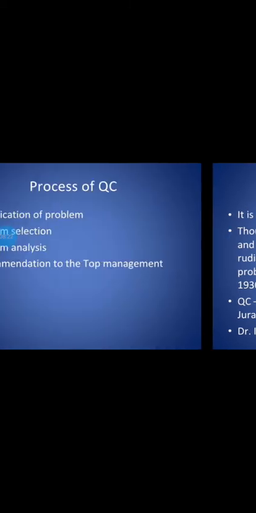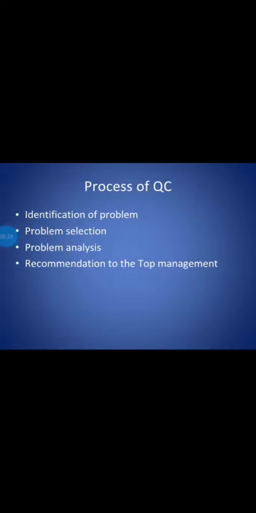So the next one is the process of QC, that is quality circle. How is it done? First you need to identify the problem, the quality problem. What is the problem, and how to deal with it? Find the important and urgent processes. Analyze those problems and take them to the top management for decision. So this is the way you go for quality circles.